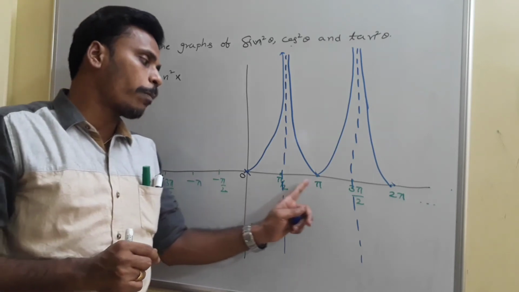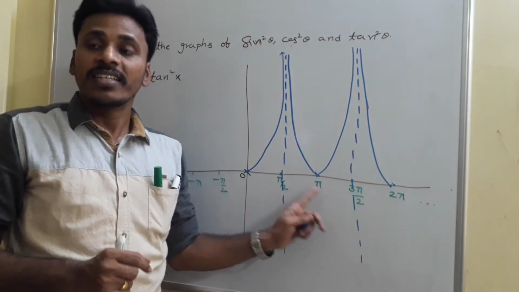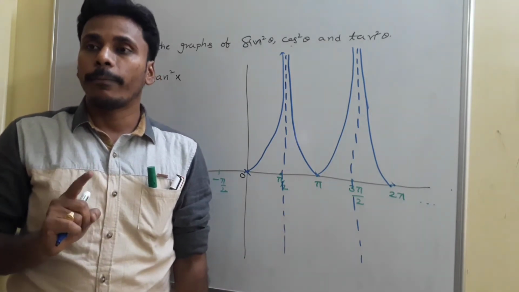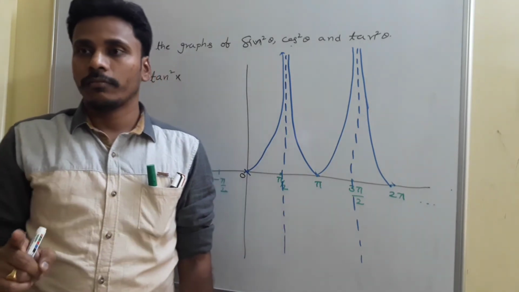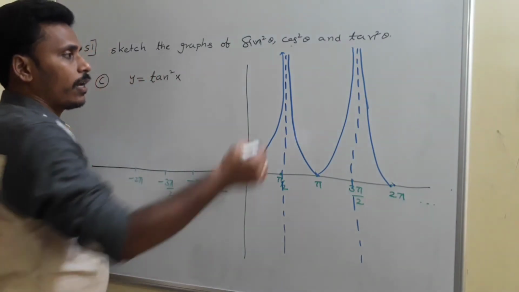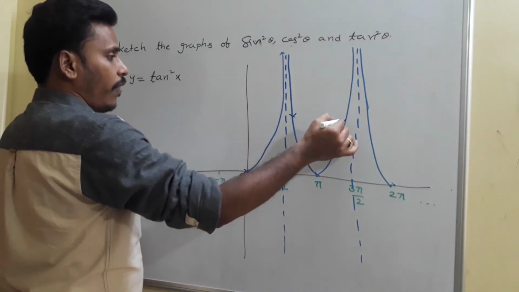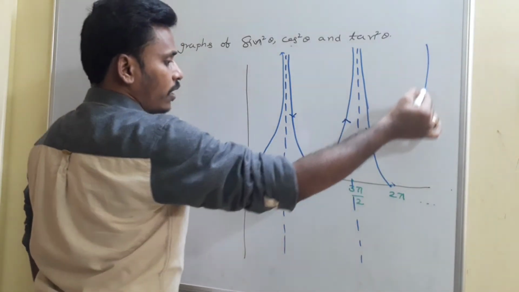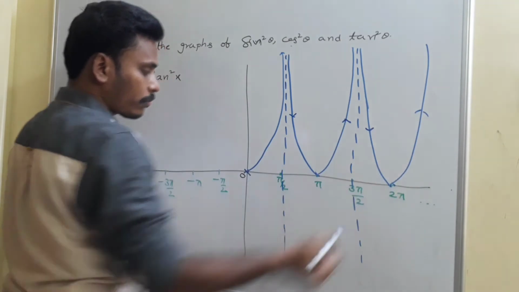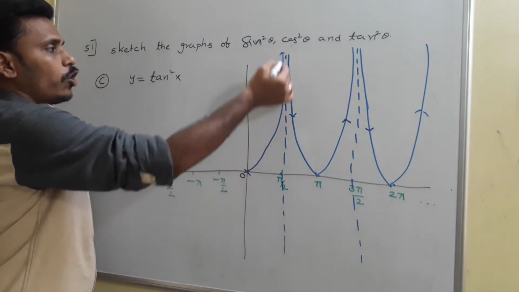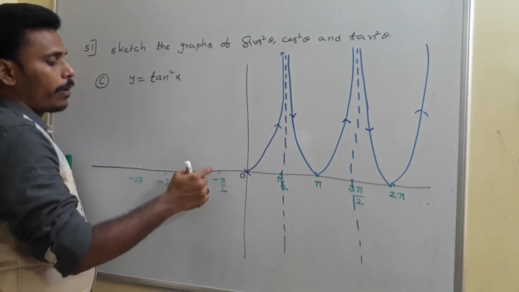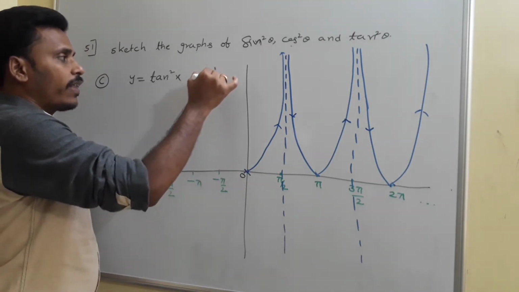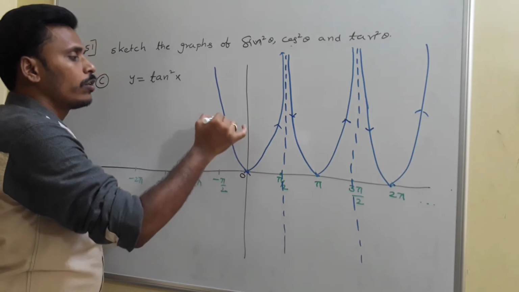In the region pi by 2 to pi, the second quadrant, tan x values are increasing, negative and increasing. But tan square x will decrease automatically. So this is the decreasing region and this is the increasing region. Here you will get an increasing peak again. In this region also, from 0 to 90 the graph is increasing. But what do you say about minus 90 to 0? From minus 90 to 0, the graph will decrease from infinity to 0.